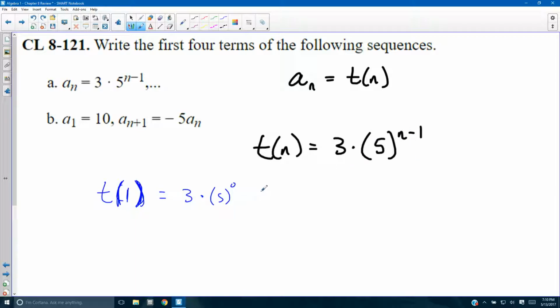So this is 5 to the 0 power. Anything to the 0 power is 1, except for 0. 3 times 1 is 3. So your first term is 3.